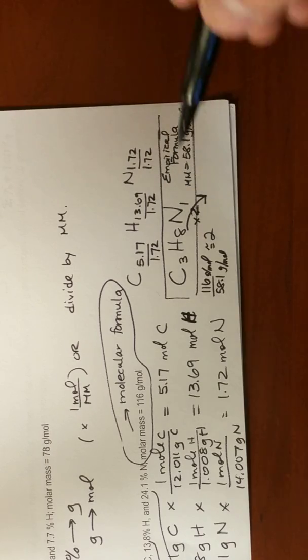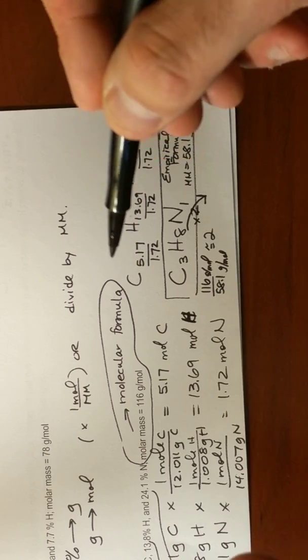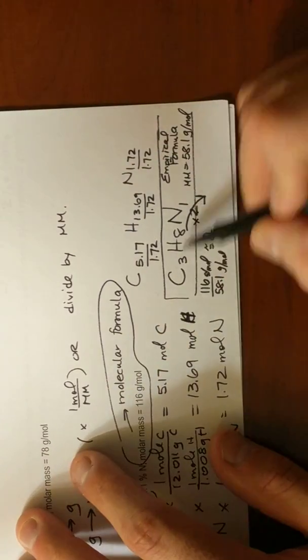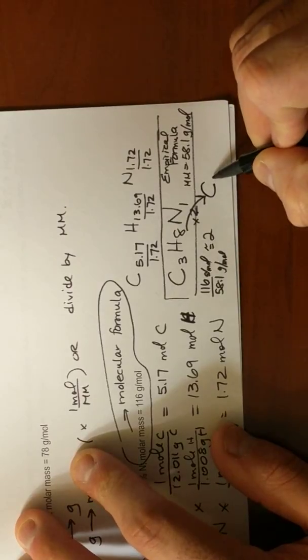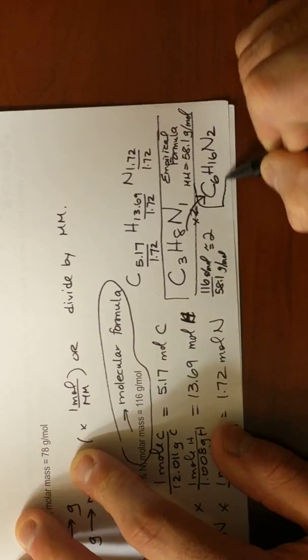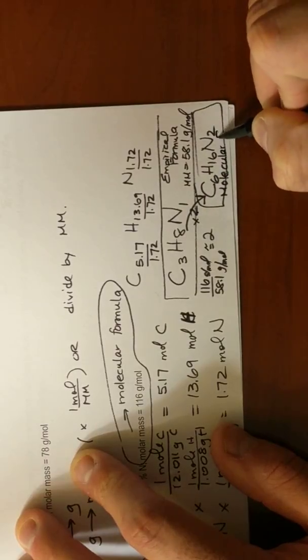So I could have C3H8N, C6H16N2, C9H24N3. For us, if I'm multiplying by 2, I'm going to get C6H16N2. This will be my molecular formula.